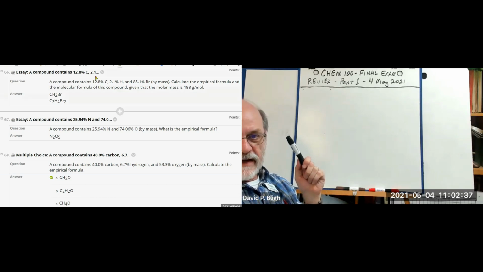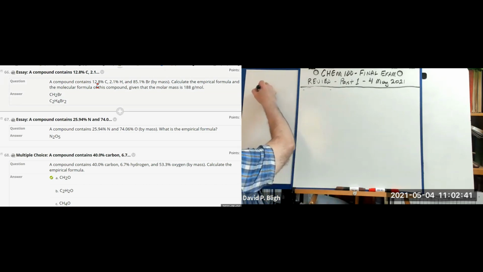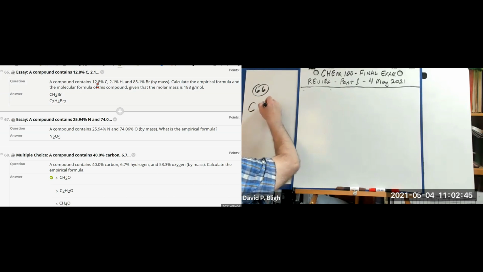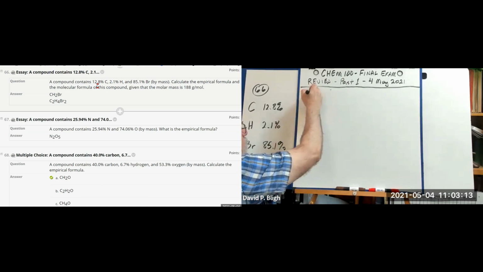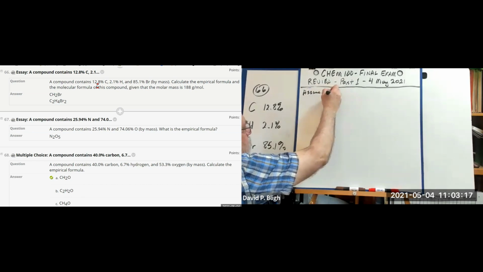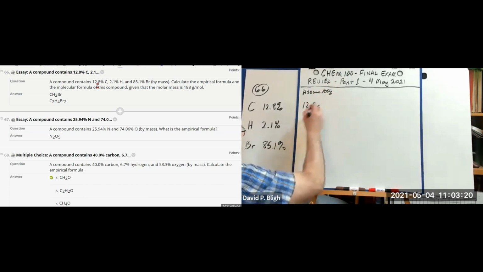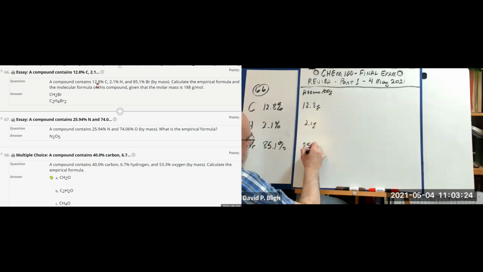We're given a compound that contains 12.8% carbon, 2.1% hydrogen, and 85.1% bromine. All right. Assume 100 grams. Now we have 12.8 grams, 2.1 grams, and 85.1 grams. So do our conversion.